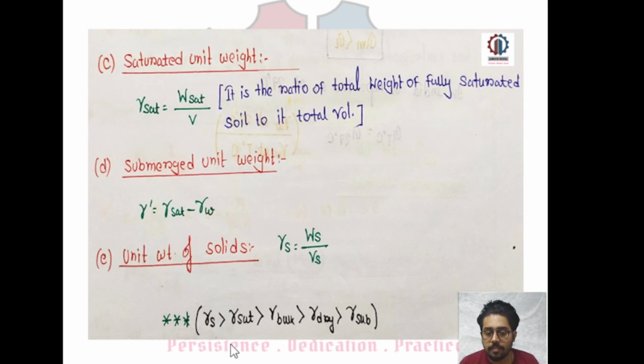So it is very important for your exam purpose. You have to remember chronologically which one has the higher value and which one has the lower value. It can come in an arrange format. They can ask you to arrange in proper order. So gamma S is maximum, then gamma sat, then gamma bulk, then gamma dry, then gamma sub. Remember these things.